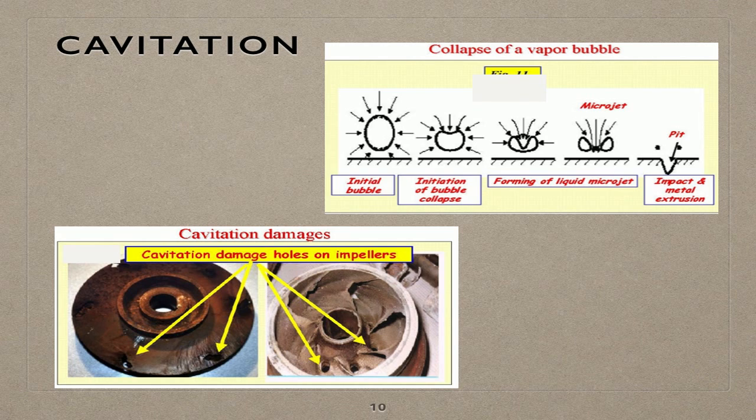When the liquid is close to its boiling point, a drop in pressure can cause boiling, which in turn leads to cavitation. So one should always ensure that NPSHA, which is pressure inlet absolute minus vapor pressure, is higher than NPSHR.